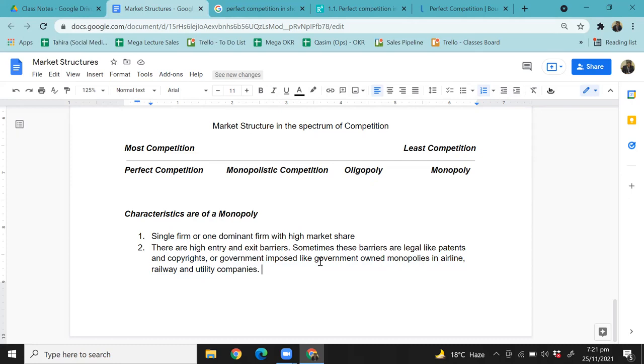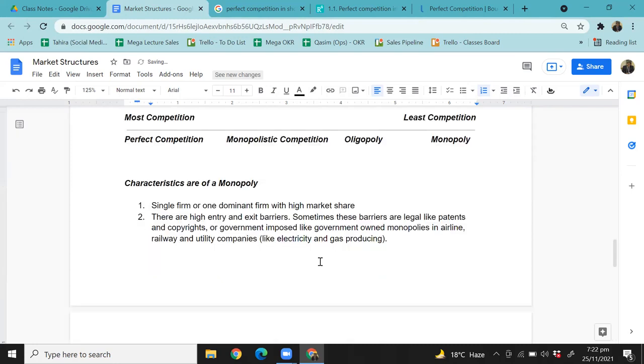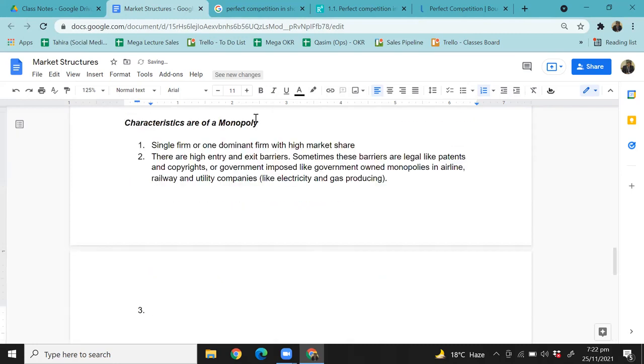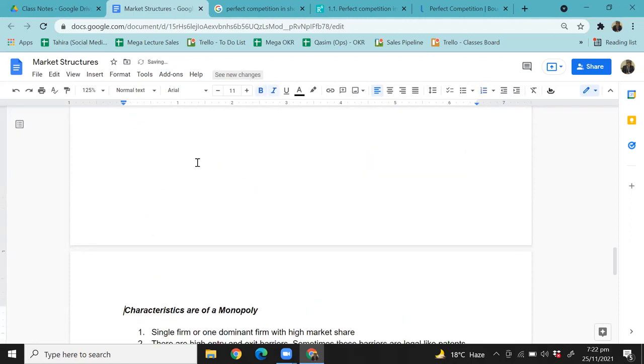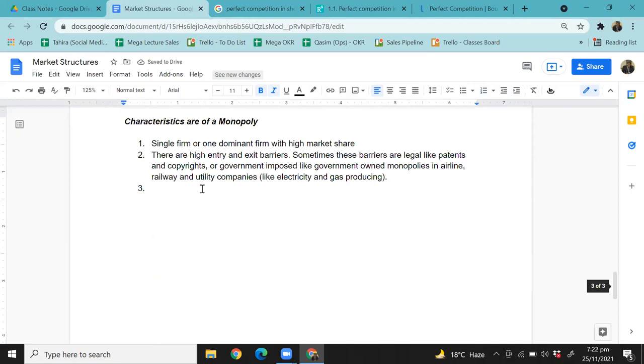And then utility companies, basically electricity and gas producing companies, and so on, right? Okay. This being said, what we have talked about so far is that monopoly is a single firm or one firm with very high market share. First thing. Second thing, there are very high barriers to entry and exit, and that's why no new firm.